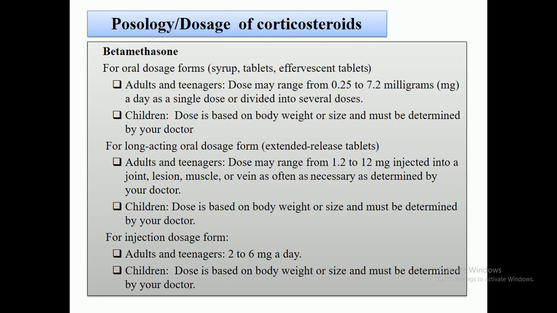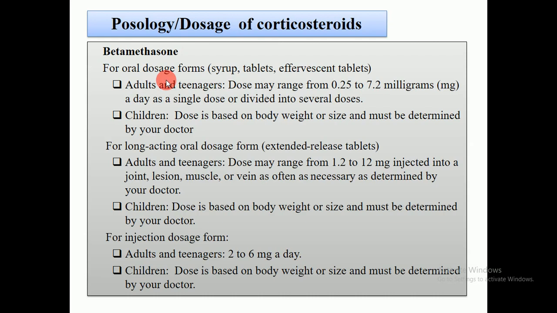Now we come to the posology, the dosage of corticosteroids. As we know, there are different types of corticosteroid drugs available, in different doses and different dosage forms. The first one is betamethasone. As we know, betamethasone is a corticosteroid. For the oral dosage form, it is available as syrup, tablets and effervescent tablets.